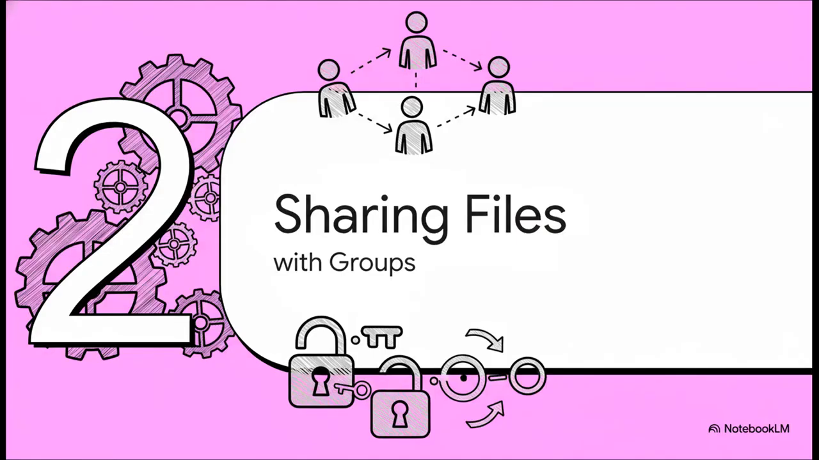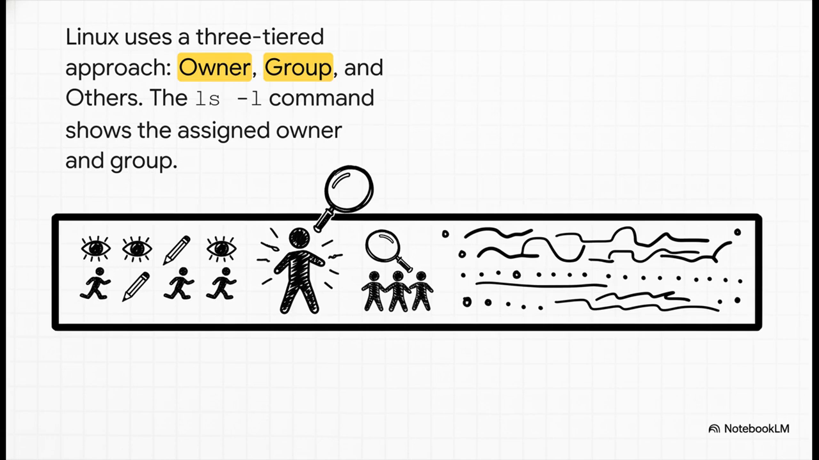Okay, so UMask is awesome for setting our own individual defaults, but what about when we actually need to work together? That's where groups come into play. In Linux, every single file and directory has two key identities attached to it, an owner and a group. When you run the ls -l command, it shows you both of them, right there next to the permissions. This simple owner-group pairing is the foundation of Linux's entire multi-user security model.